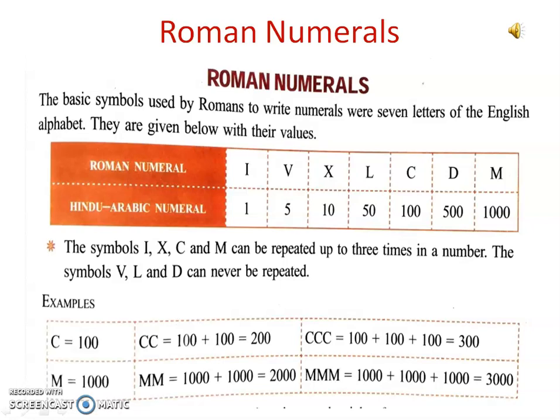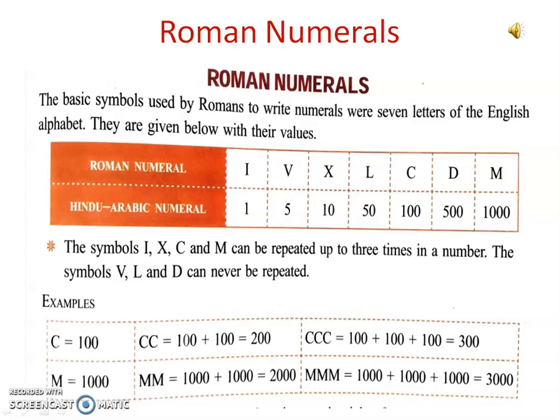You have to remember these letters as Roman numerals and their values. I stands for 1, V stands for 5, X stands for 10, L stands for 50, C stands for 100, D stands for 500, and last, M stands for 1000.